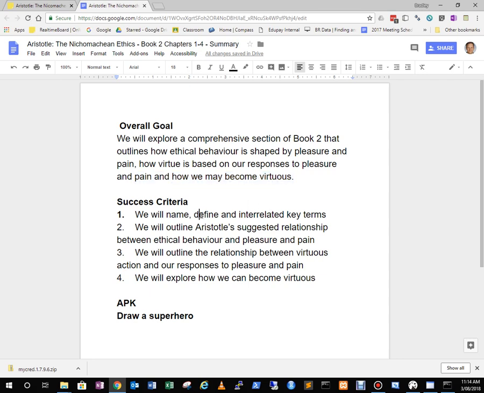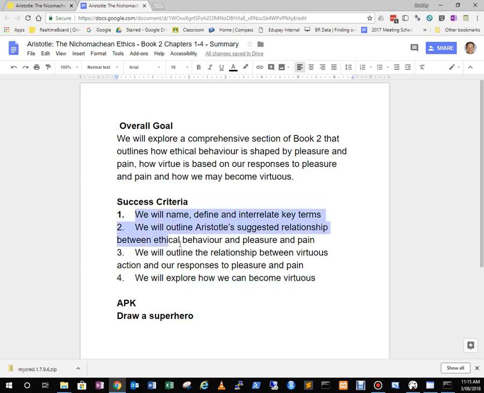So as usual, we're going to name and define and interrelate key terms. We're going to outline Aristotle's suggested relationship between ethical behavior and pleasure and pain, as we mentioned up there. We need to look at the relationship between virtuous action, what we do as virtuous people, and how that's related to our responses to pleasure and pain. And then we need to explore how we can become virtuous. What do we need to do to be a virtuous person?